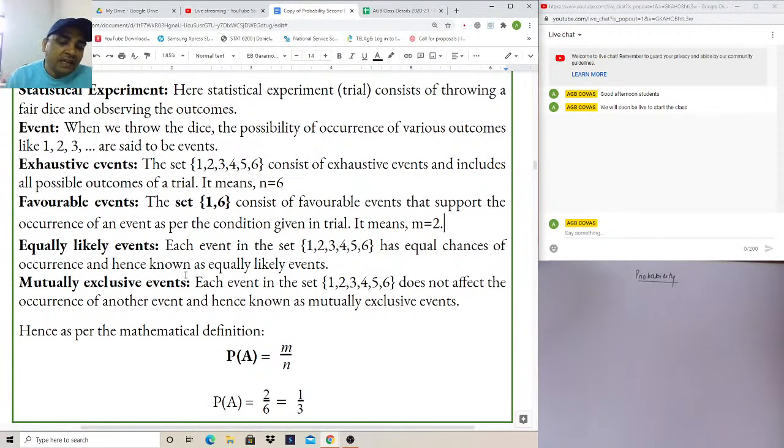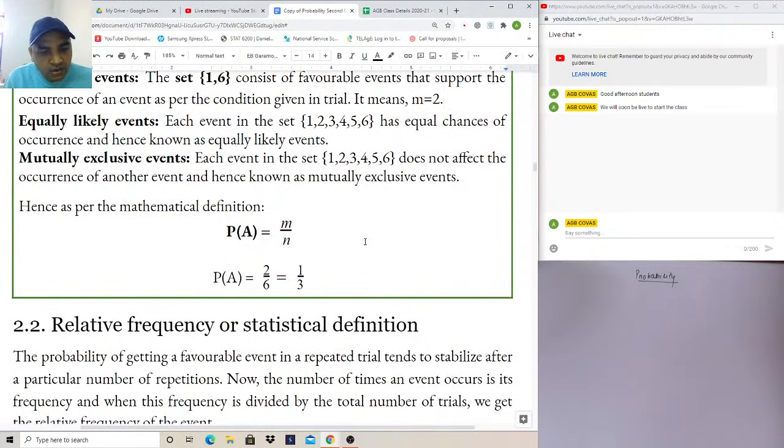Hence, as per the mathematical definition which we have studied above, P(A) is equal to m by n, and because m, that is the occurrence of 1 or 6, counts to be 2, divided by the total number, which is 6.